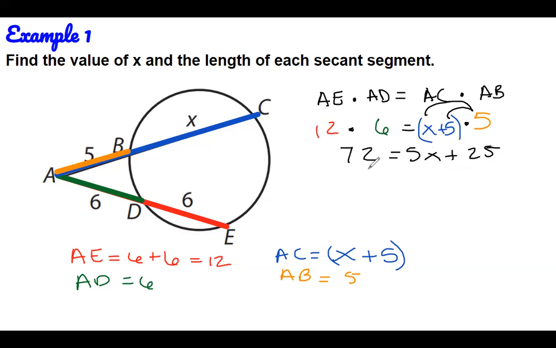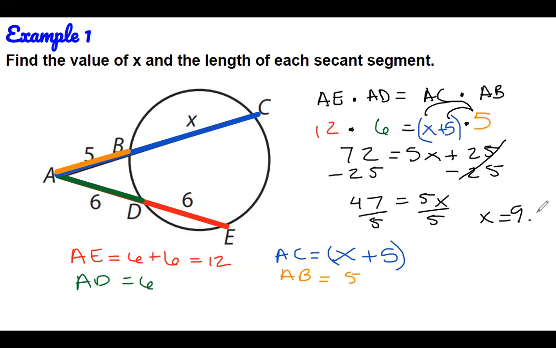All right, let's solve. You have a 2-step equation. Subtract 25. We're left with 72 minus 25, 47 equals 5x. Divide by 5, and we get x equals 9.4. My brain is thinking faster than what I'm trying to say. Okay. All right, 9.4. Now that's the value of x.